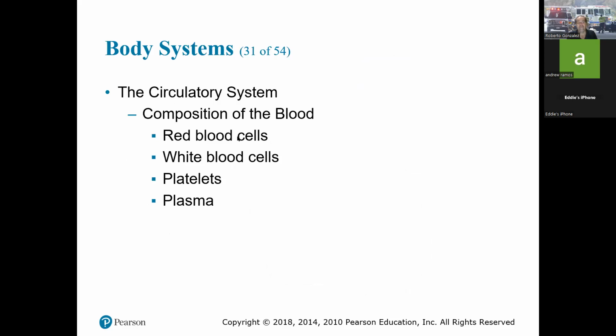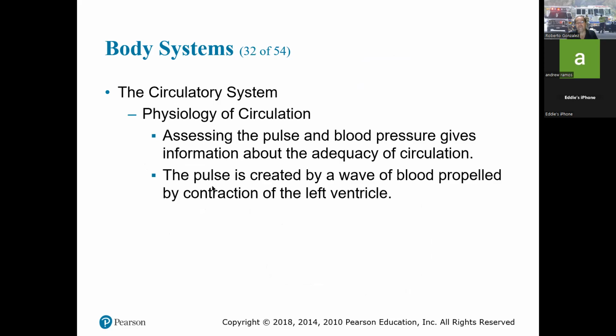Composition of blood: you have red blood cells, white blood cells, platelets, and plasma. Red blood cells are going to be carrying oxygen, carbon dioxide, and certain nutrients. White blood cells are going to be fighting infections and everything else. Platelets are going to be fixing anything that might be wrong with the blood vessel. And the plasma itself can carry some carbon dioxide, oxygen, hormones, and so on.